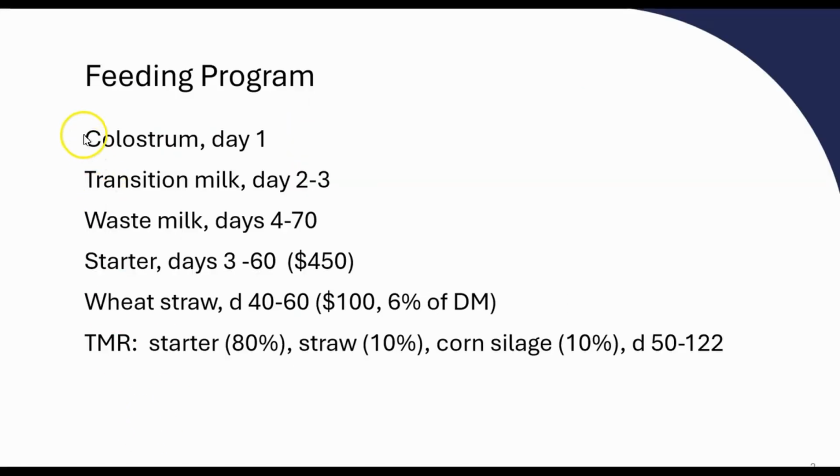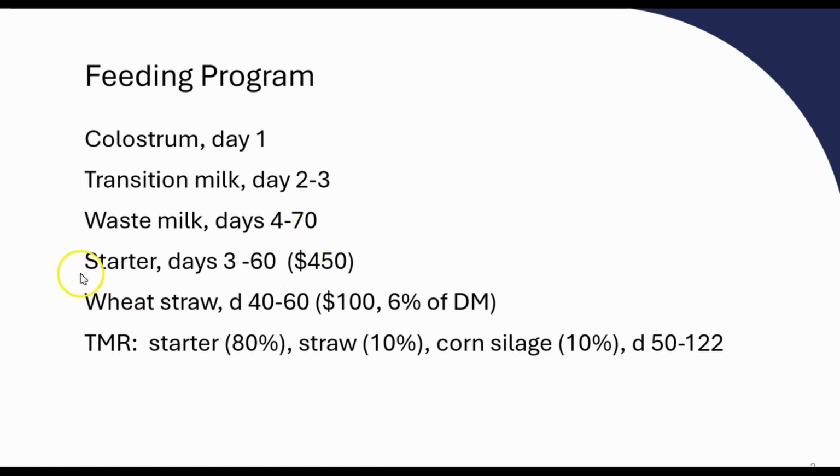Let's begin by setting up the feeding program we want to use in our simulation. In this example, calves are fed colostrum on day 1, transition milk on days 2 and 3, and then move to waste milk. Milk intake increases gradually until weaning at day 70 or 10 weeks of age.